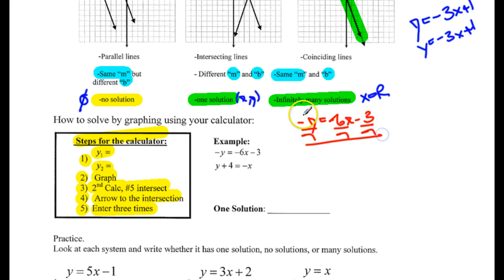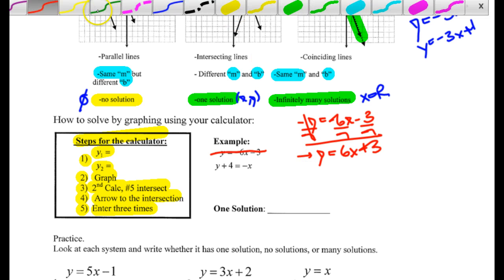Okay. So that leaves me with y equals negative 6 divided by negative 1 is positive 6x. Negative 3 divided by negative 1 is positive 3. Alright, so this is my first equation. Now I need to change the second one.